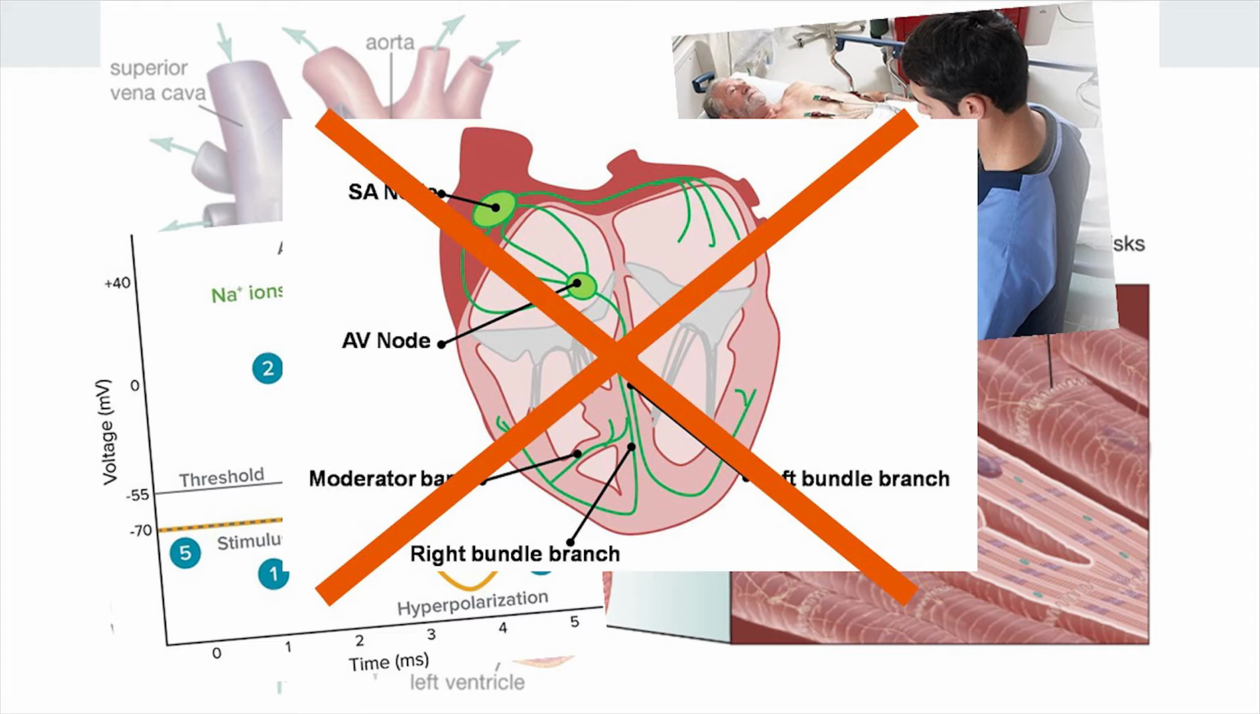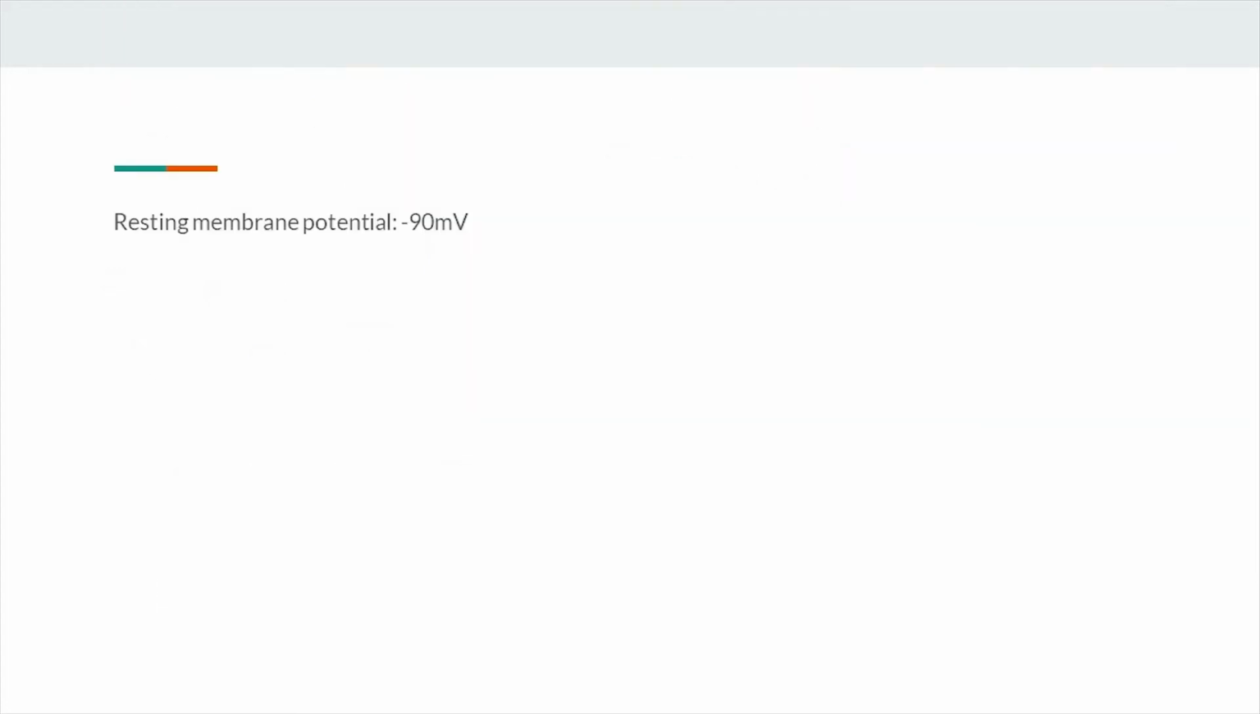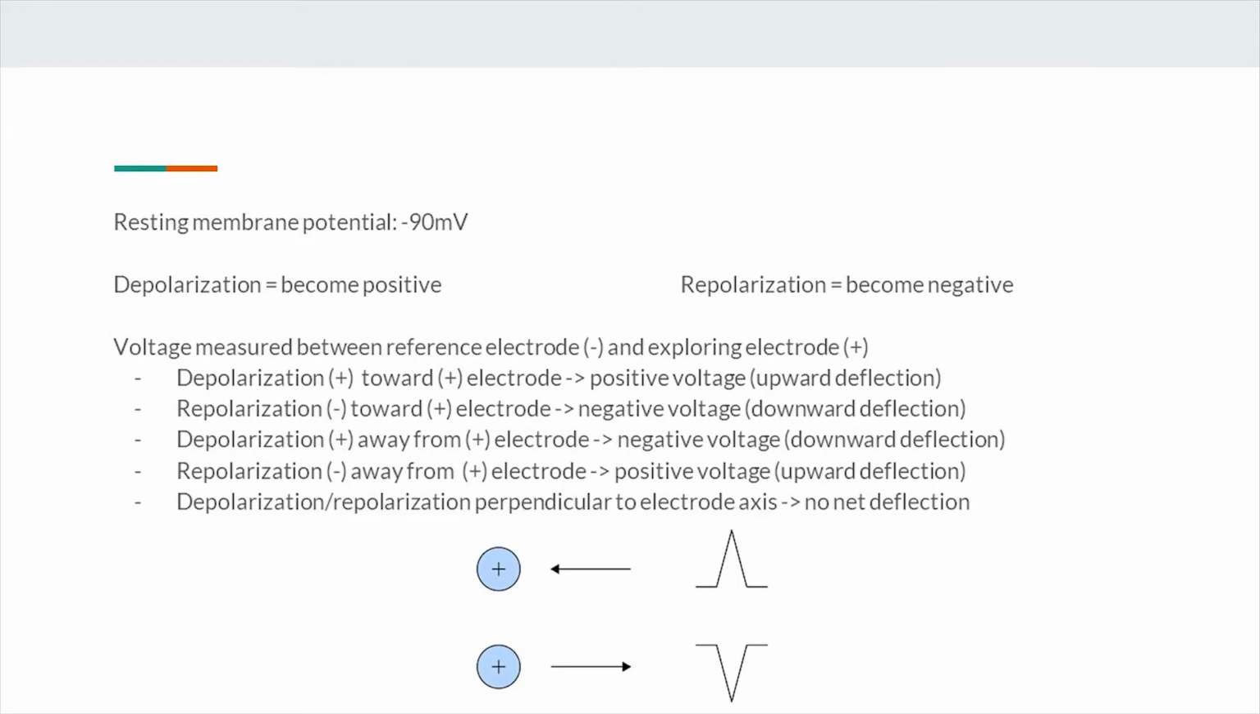I know it's not everyone's favorite subject, but we have to talk a little bit about physics and voltage. So the resting membrane potential of the cardiac muscle is about negative 90 millivolts. Depolarization is when things become positive, and repolarization is when things become negative. We measure voltage using a positive and a negative electrode, and whether depolarization and repolarization will cause an upward or a downward deflection will depend on the direction of its movement.